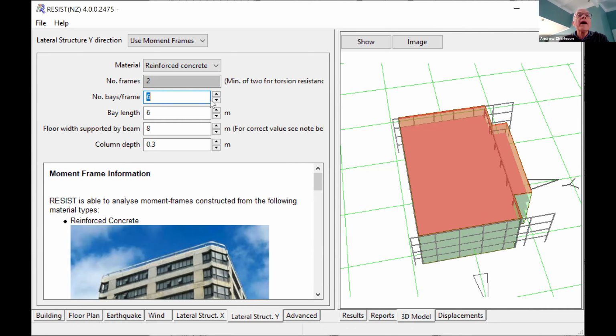So I'm going to change my bay length. Well, actually, I'm going to change it to say 4 meters. No, that's a bit too close together. I'm not going to have 6 bays. I'm going to have fewer. I'm just going to have 4 bays, and the bay length can be 6 meters. No, 5.5 meters.